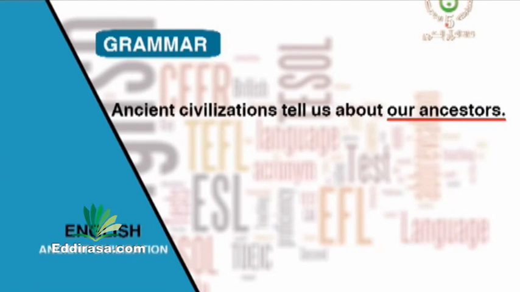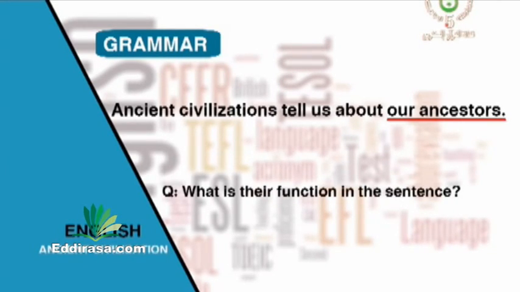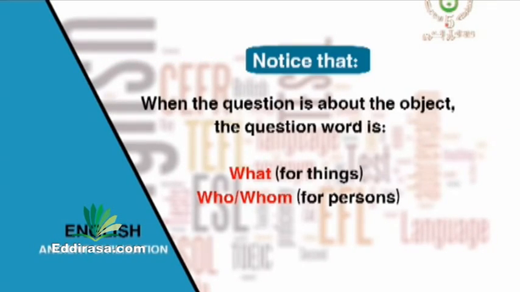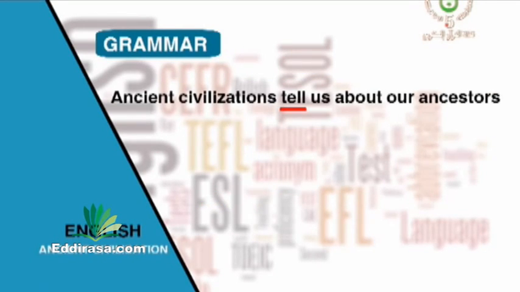Study the following example. Ancient civilizations tell us about our ancestors. What's the function of the underlined words in the sentence? Right. Object. What is the question word we ask when the question is about the object? When the question is about the object, the question word is what for things and who or whom for persons. When you have found the question word, focus on the verb. Which tense is it? Good.